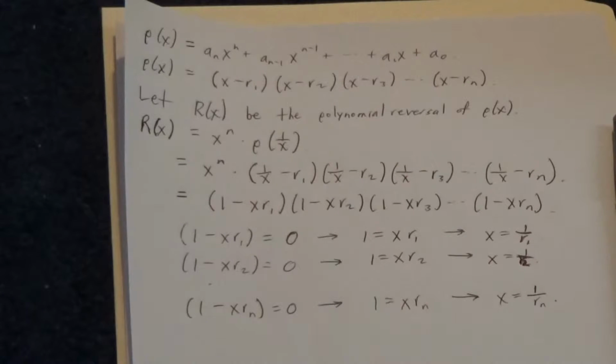x is equal to 1 over a root of p of x. So there you go. That's point number one. Very interesting.